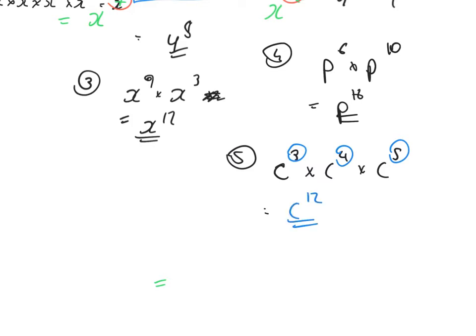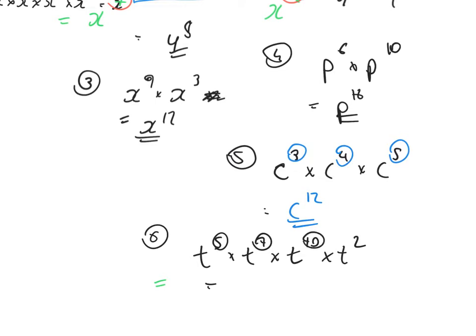All right. Okay, question 6. t to the 5 times t to the 7 times t to the 10 times t to the 2. 5 plus 7 is 12, 12 plus 10 is 22, 22 plus 2 is 24, t to the power 24.